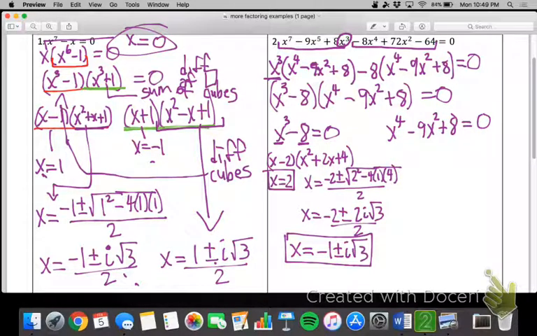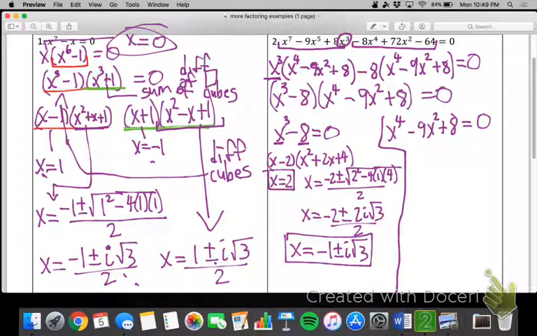So now let's look at this second part. This guy is going to be a quadratic form because we have 3 terms and the exponents go down by half. So the first term is x to the 4th, the second term is x squared, and the third term is a constant. So that's simple enough that we could use a quadratic form on it.